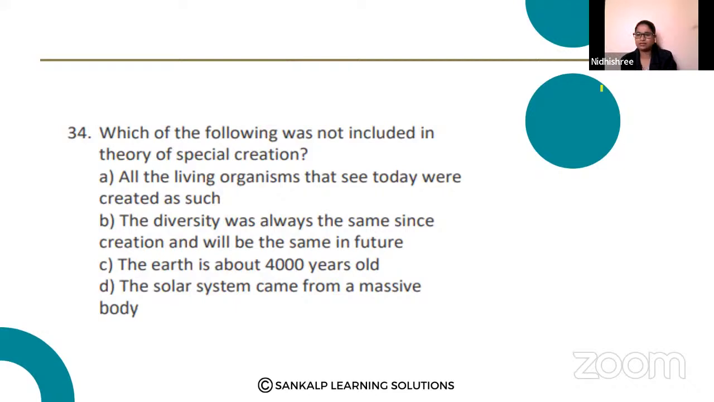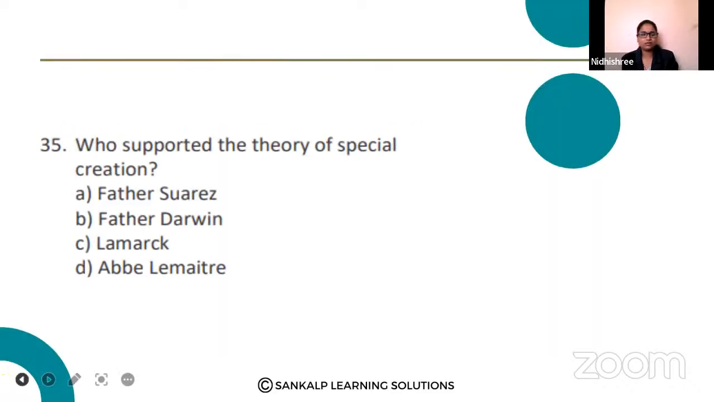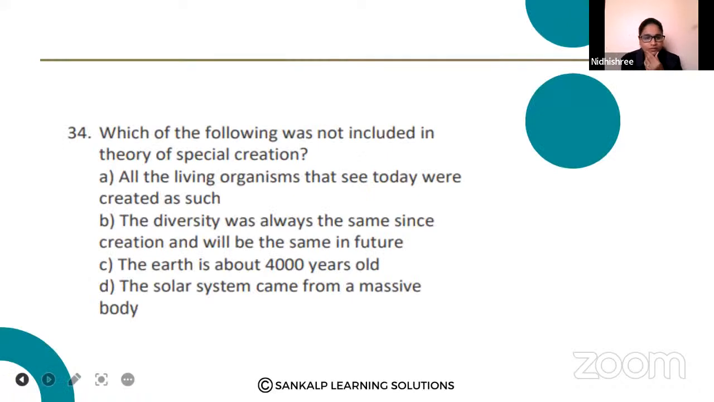Someone said in a mic, but the voice is not so clear. Option D, ma'am. Okay, HNH, option D. Okay, Lakshmi option D, Kumar option D, Shanti option D. Let us check the answer, guys. Okay, option D. Yeah, the solar system came from a massive body. Option D is the right answer.